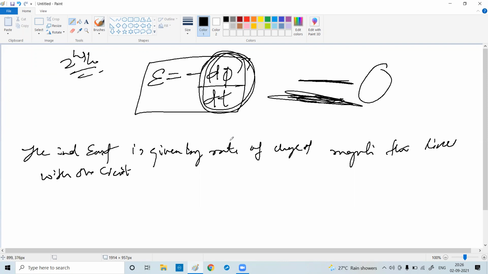If you are doing faster, it will be more. Clear? Yes, sir. But what does this minus sign say? The negative sign says that the induced EMF is opposite to the change of flux. Opposite to the change of flux.